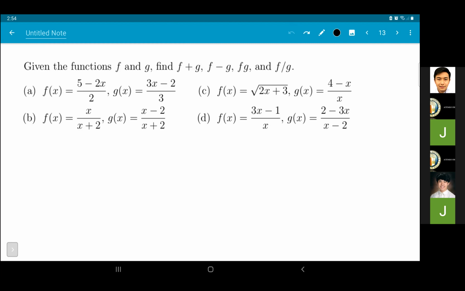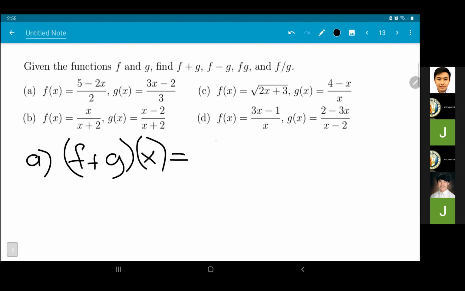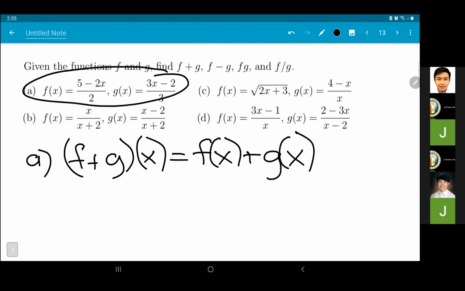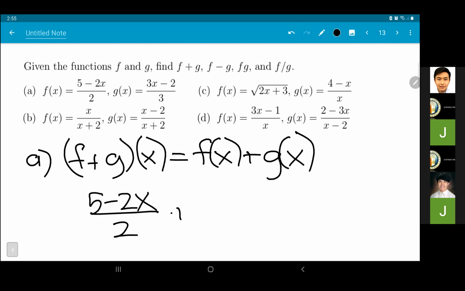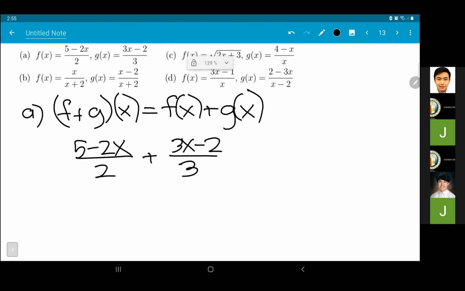So for instance, if we do letter A, f plus g would mean adding the two functions f of x and g of x. So f plus g of x means f of x plus g of x. So you just add the two functions there. And of course, simplify unless otherwise stated in the direction. And then that's it for the first step. And the next would be simplification. So LCD.